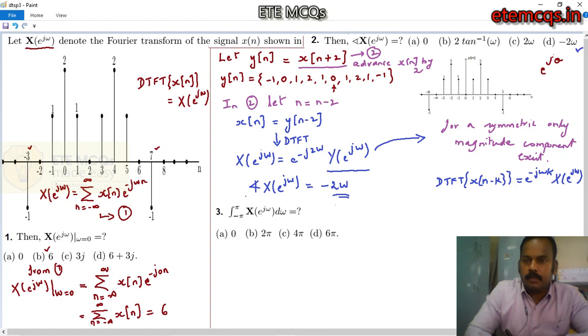Now let us go for the third one. The third one is we are supposed to find the integration between minus pi to pi of X of e power j omega d omega. Now here, in both the cases, our focus was completely on the DTFT formula. Now what you do is you just take the synthesis equation of DTFT. What is the synthesis equation?